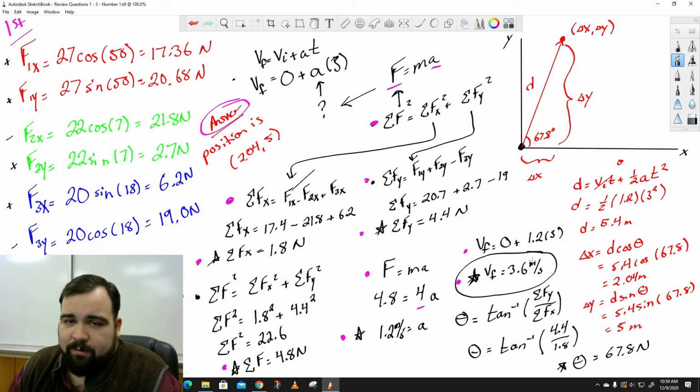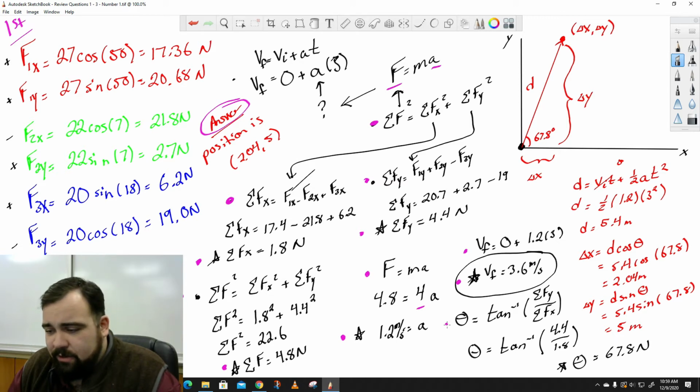And with the velocity, we need to know what direction as well. So we're going to go ahead and do the inverse tangent function of our F net y over F net x to tell us which way. And we get an angle of 67.8 degrees. That should not be newtons there, it should be degrees. Now, which direction is this in? Well, we said our F net x was a positive 4.8.